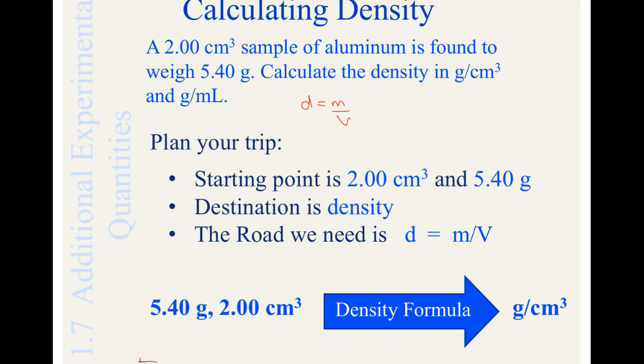You can see that the mass is 5.40 grams, so we can plug that in, 5.40 grams. You can see that our volume, so now we're looking for V, is 2.00 centimeters cubed. So when we divide 5.40 grams by 2.00 centimeters cubed, well, let's just move down.